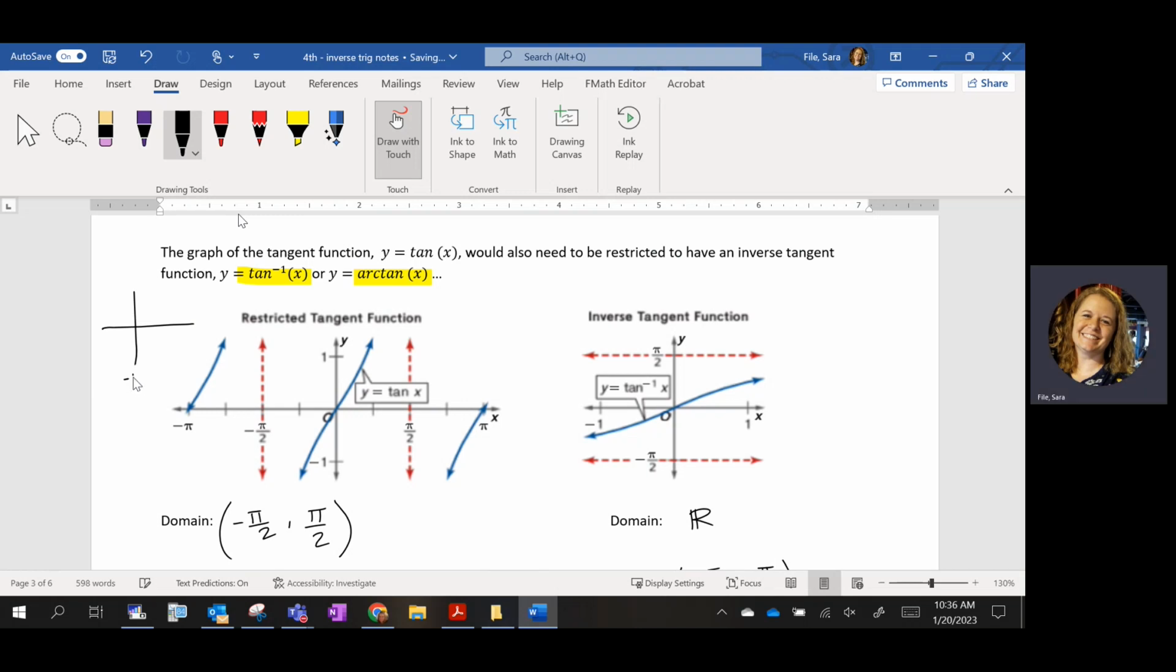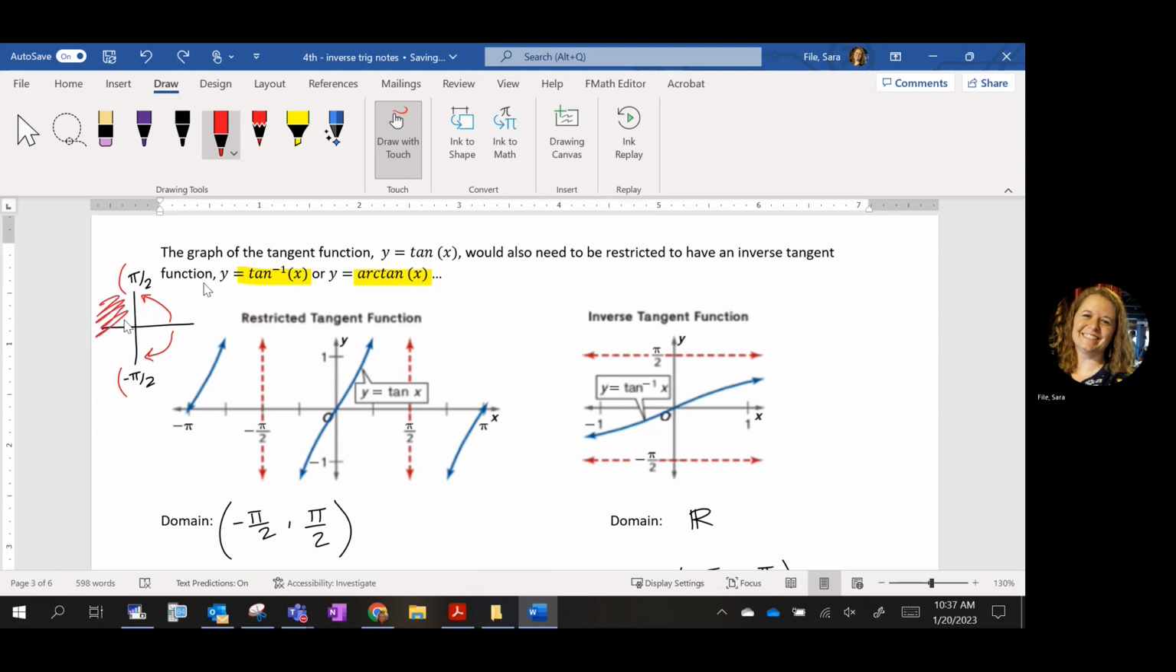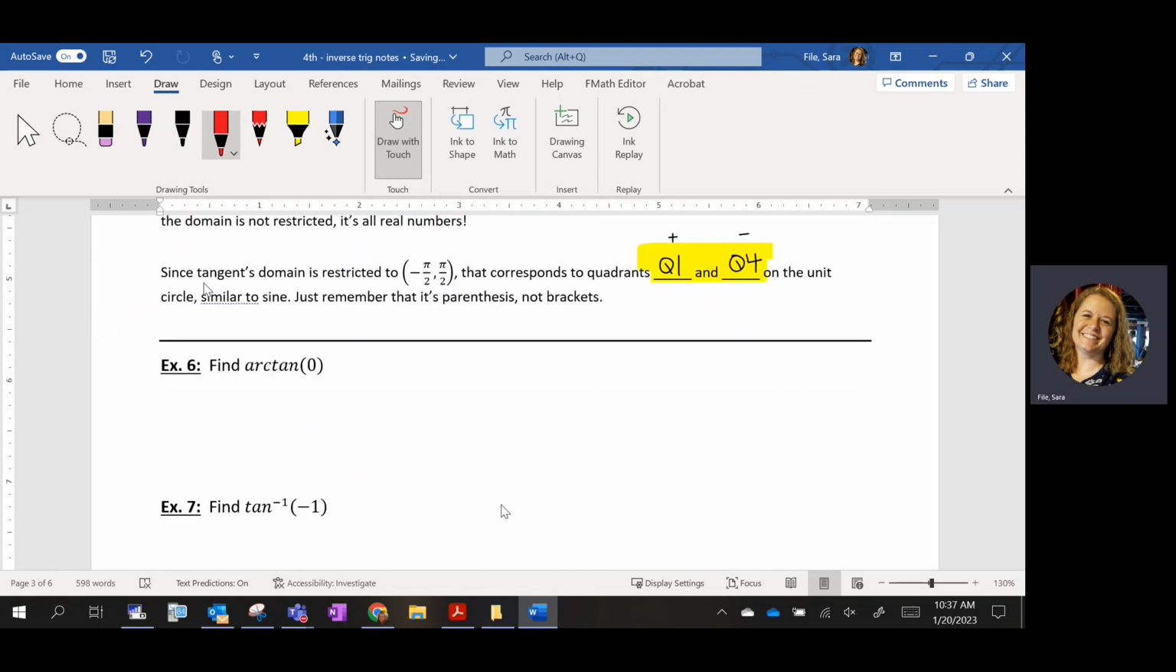Just as a reminder, we go from -π/2 to π/2. We go in the positive direction to π/2 and the negative direction to -π/2, but I'm going to have parentheses. I'm not including those. Okay, and the no man's land is over here again. All right, now let's try this.